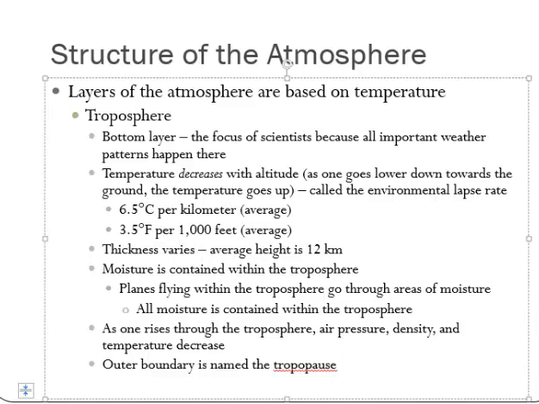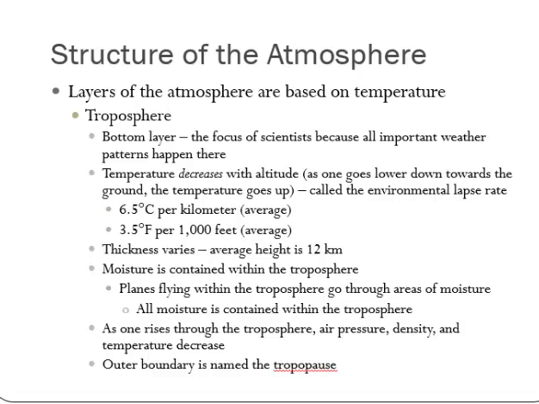The thickness of the atmosphere itself, of the air, varies. Average height is about 12 kilometers. If you go above that, you're not going to have much oxygen. And generally, as you go up, you're going to have less and less oxygen. Moisture is contained within the troposphere.